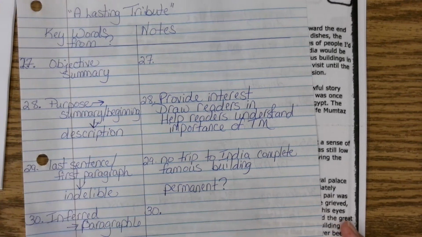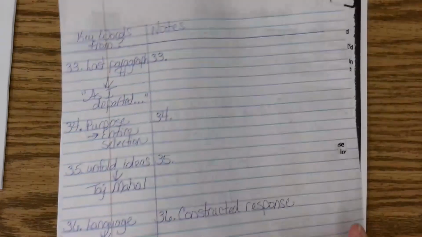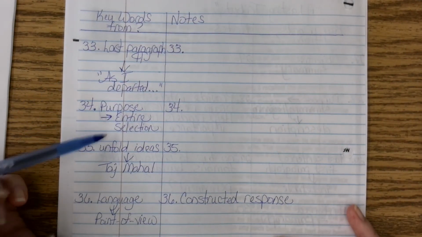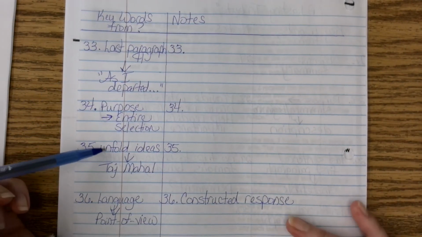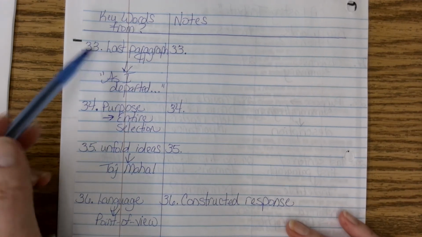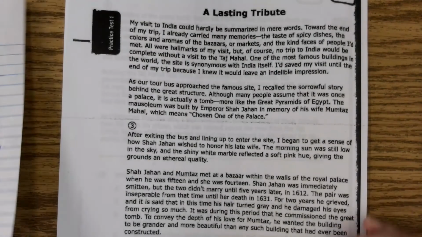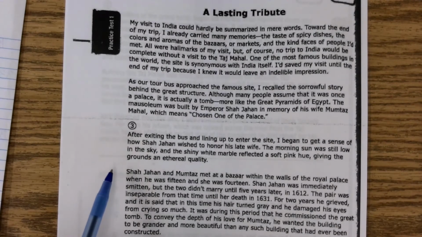When we get to paragraph 6, I need to figure out what's inferred there. The last paragraph, we need to look at that, the purpose of the entire selection, and then unfolding the ideas. So really the rest of these questions, except for the last paragraph and paragraph 6, I'm looking at the piece as a whole, so I'm going to continue reading.